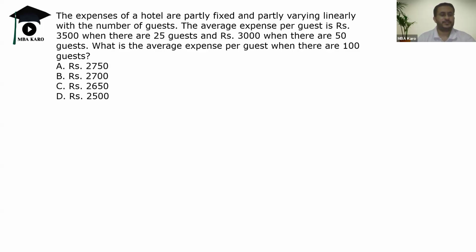Okay. Suppose, let us say, in this case, there are two kinds of expenditures. One is fixed expenditure, one is variable expenditure. Okay. So one is fixed and what is varying linearly with the number of guests. So let us say fixed is X and variable is Y per guest. Okay, so let us say it is Y per guest.